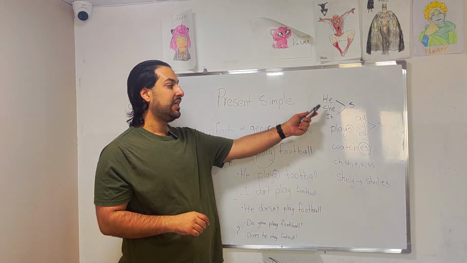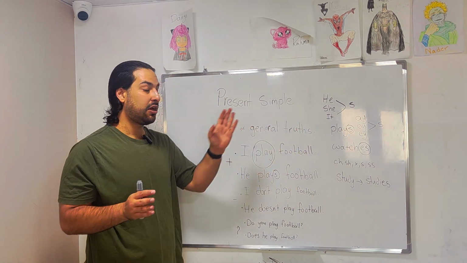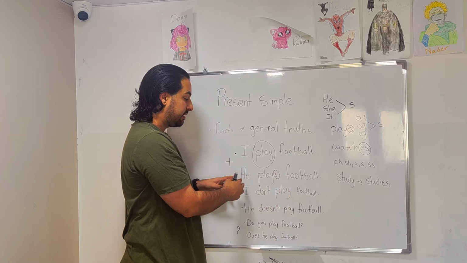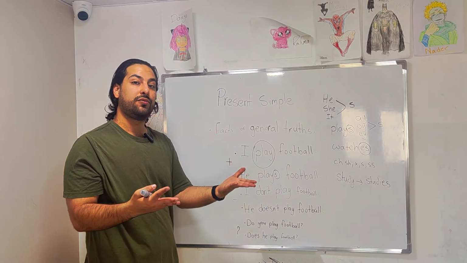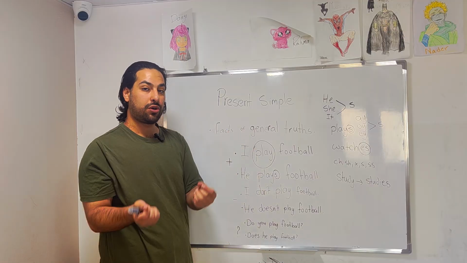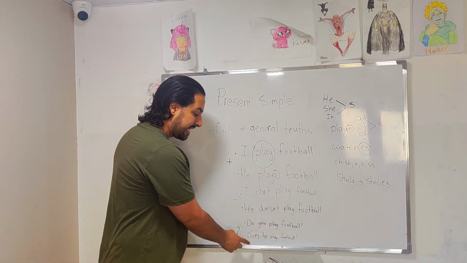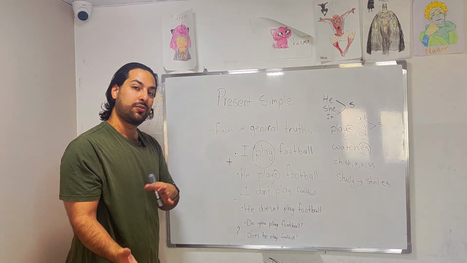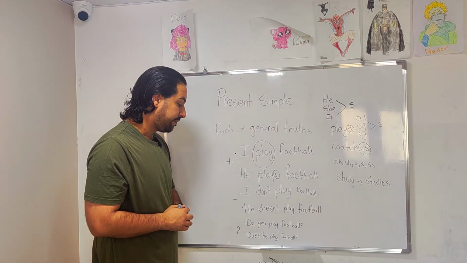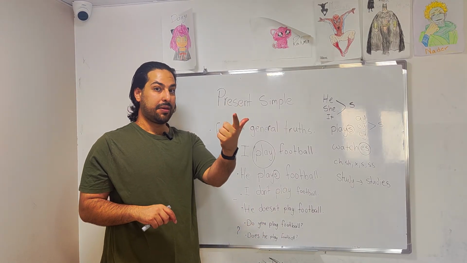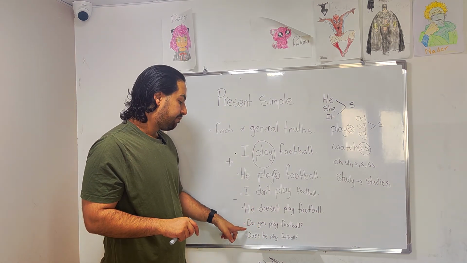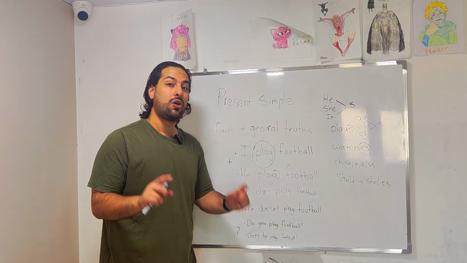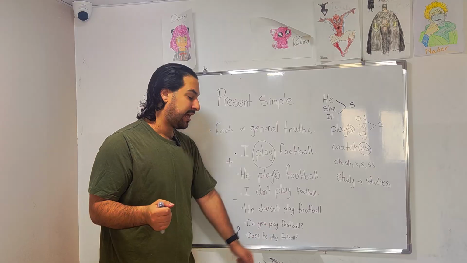Now remember, with he, she, and it, these can also be names. So Ahmed plays football. Sarah plays football. So even with a name, it is treated as a he or she. Same thing for questions. Does Ahmed play football? Does Sarah play football? So we use does and treat it as a she. If it's two people, Sarah and Ahmed, it's they. So do they play football, or do Sarah and Ahmed play football?